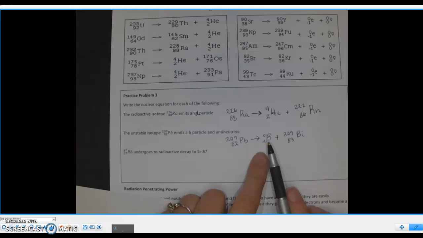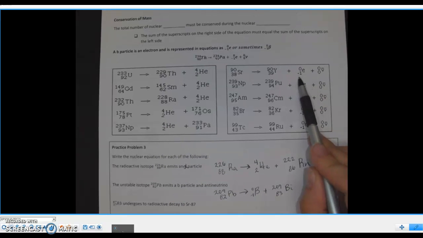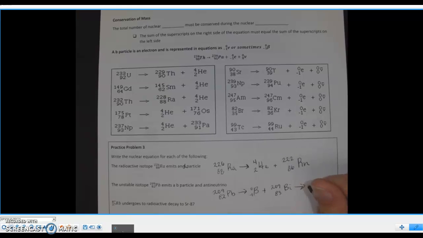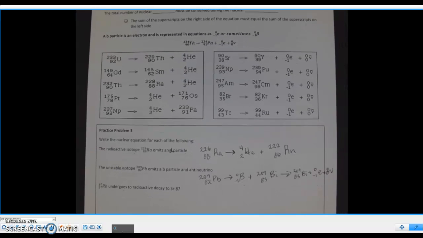Now a reminder, this can also be represented like that, okay? You can write out that an electron and an antineutrino were formed, right? So like instead of writing like this, I could also have done 209, 83 bismuth along with an electron plus an antineutrino.